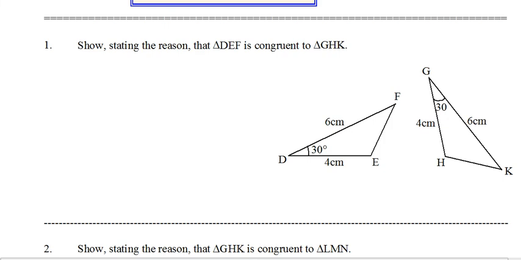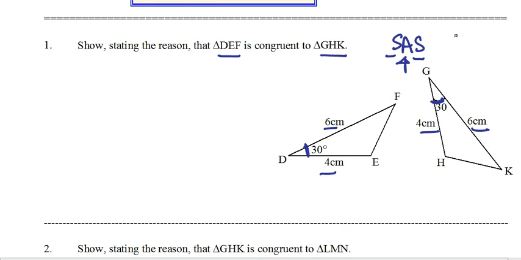Question 1, you're asked to show that triangle DEF is congruent to triangle GHK. So looking at this, we have two sides that are given, and they are the same, and you find that the included angle is also the same as well, so we know that we probably have to use the SAS property, whereby you see that the angle is in between the two same sides.